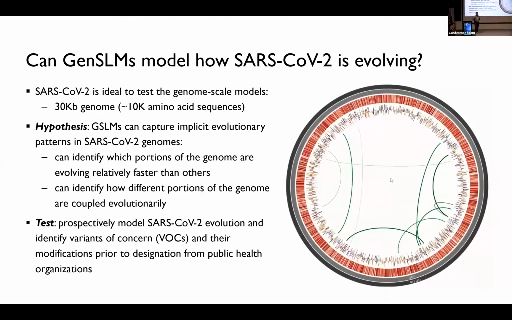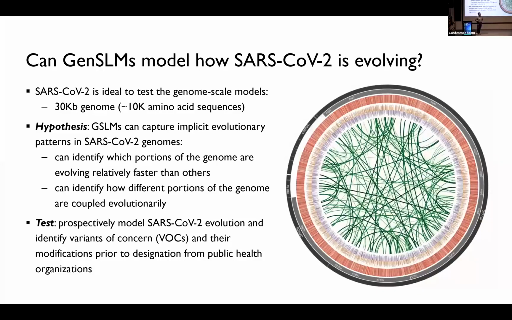This is all coming from looking at the attention mechanism and asking questions about what the attention mechanisms mean. So when you think of interpretability, the attention values are actually very meaningful in terms of looking at how they couple the different regions of the genome entirely. So in some sense, we wanted to prospectively model whether the SARS-CoV-2 evolution can identify certain variants of concern, and their modifications can be identified even prior to what was done using traditional approaches.